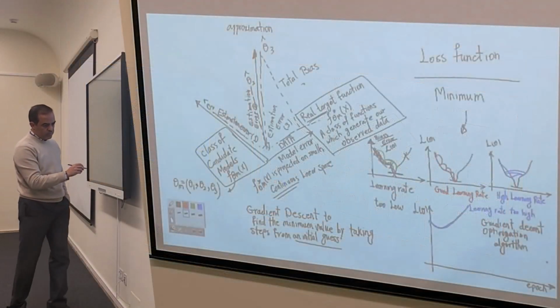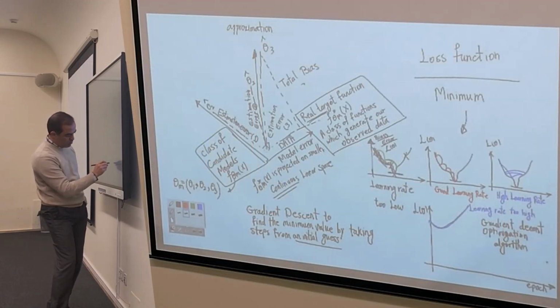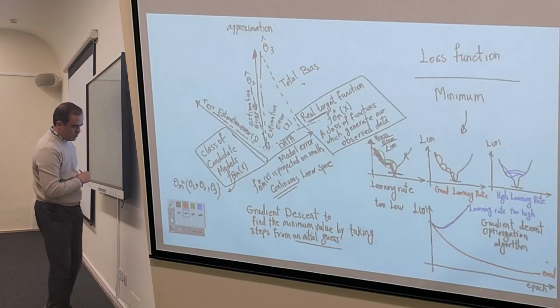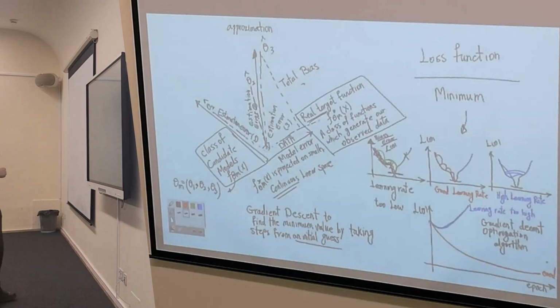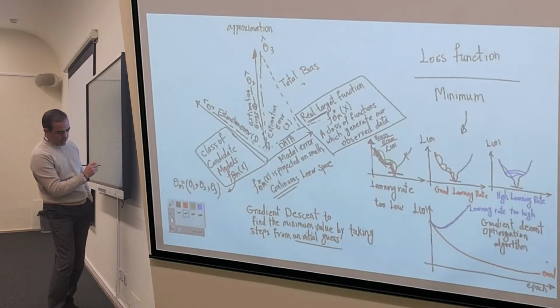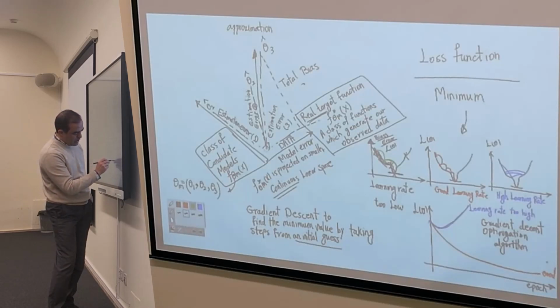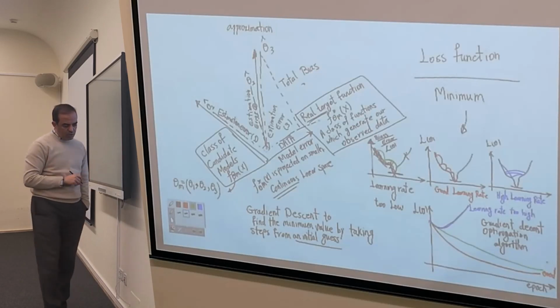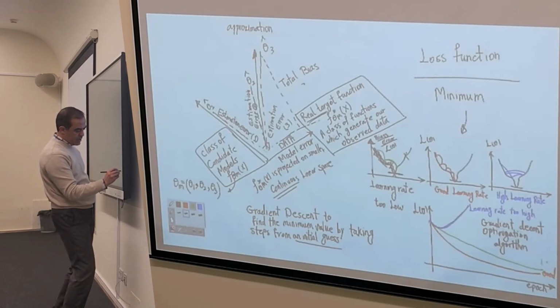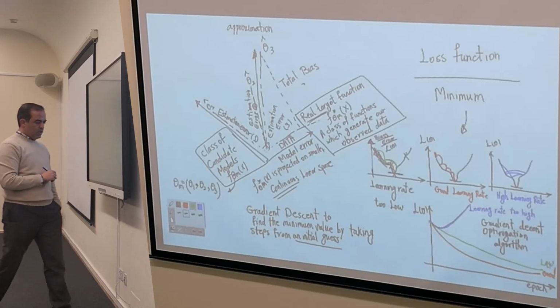Or we can have the low learning rate, right? If we have it as low, it will go gradually close to the good one, but maybe not exactly the good one. So this is the low learning rate.